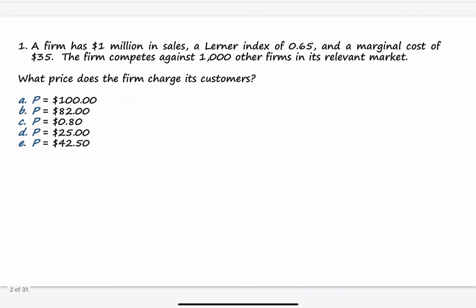So the first one says a firm has $1 million in sales, a Lerner index of 0.65, and a marginal cost of $35. The firm competes against 1,000 other firms in its relevant market. What price does the firm charge its customers? So to solve this, we're going to be using this Lerner index and the marginal cost. The Lerner index formula is defined as price minus marginal cost divided by price.